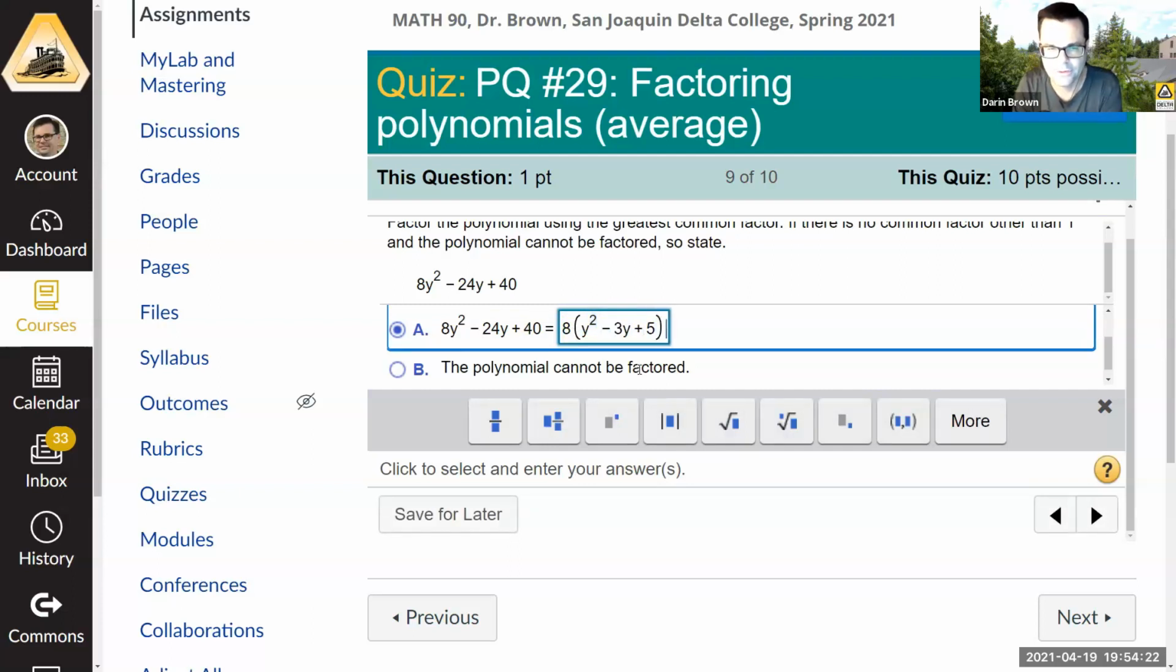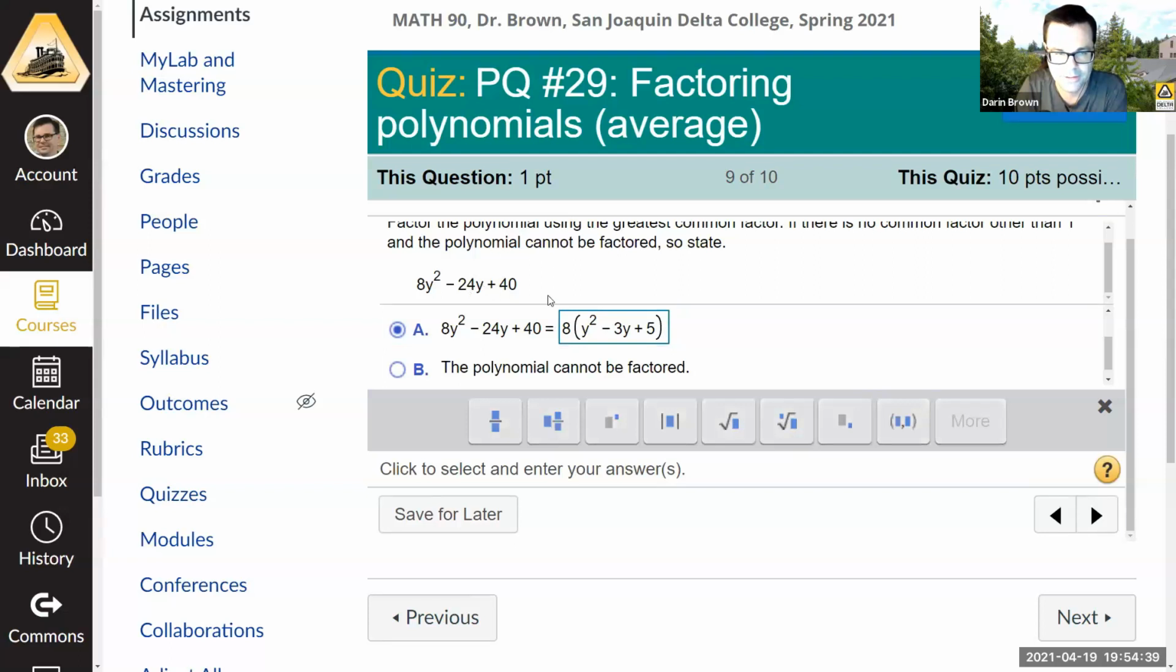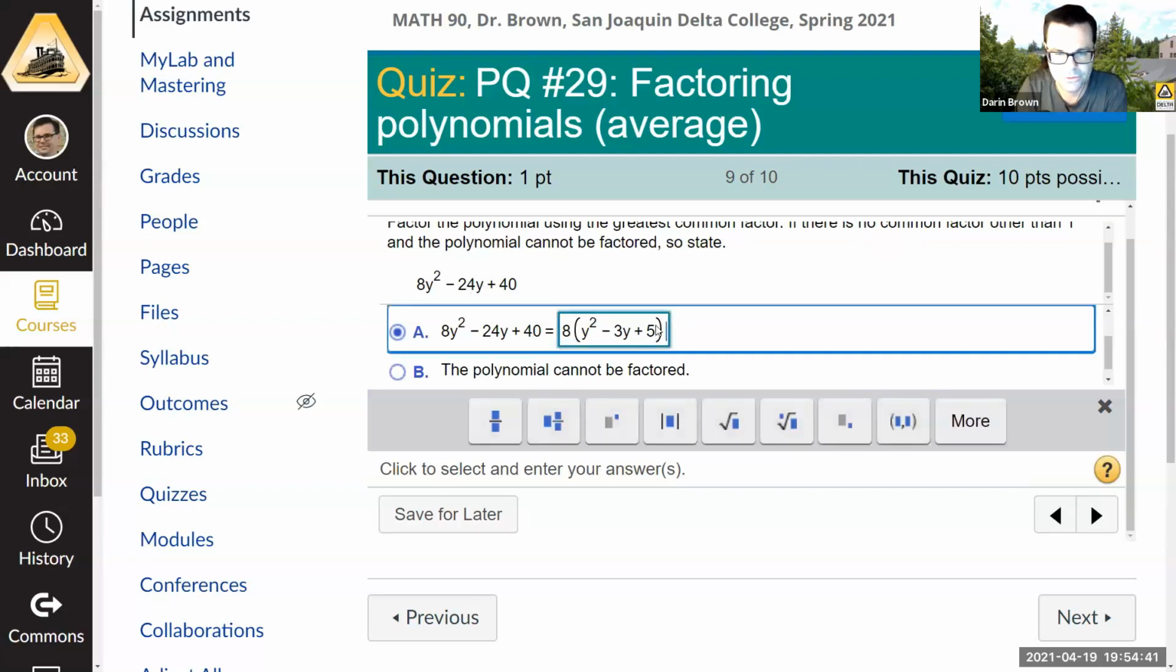So notice that if you tried to do this by the AC method and you didn't see the GCF, look at how big these numbers are. You'd be saying, well, I'm trying to find two numbers that multiply to 320 and add to 24. That's very bad. So it's really a problem when you forget to do the GCF.